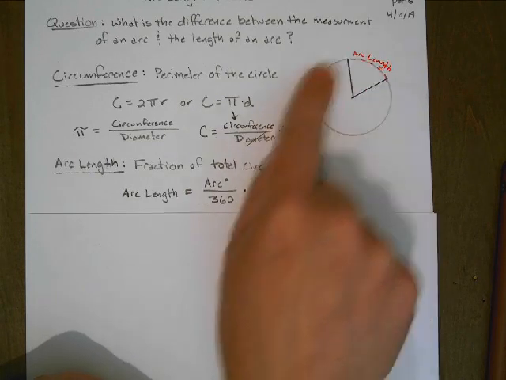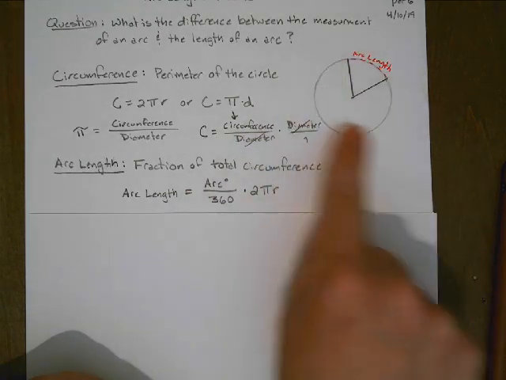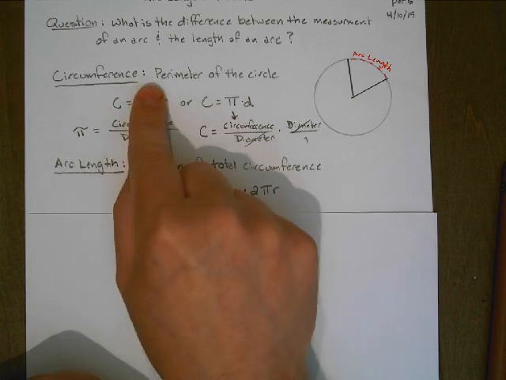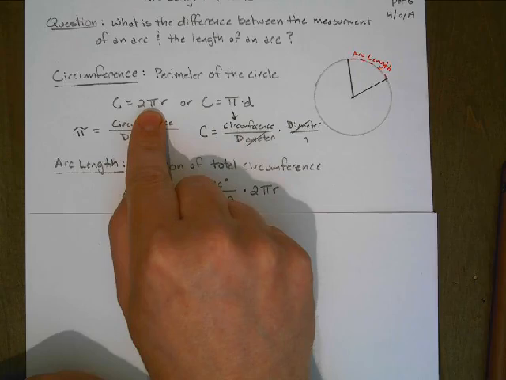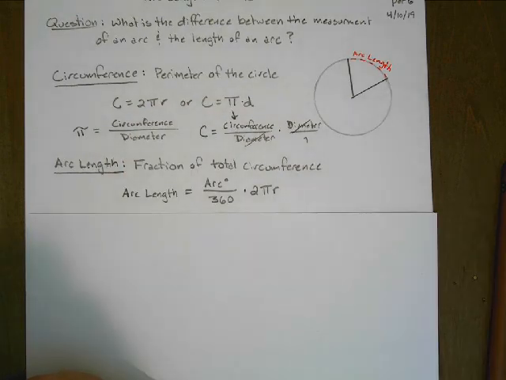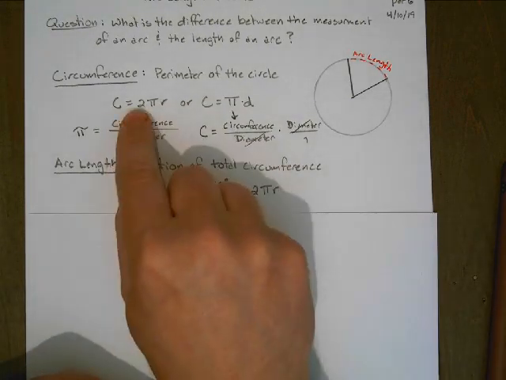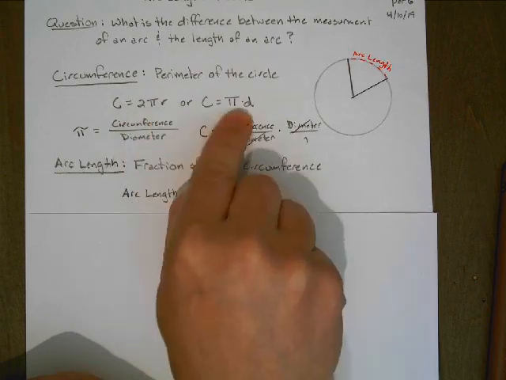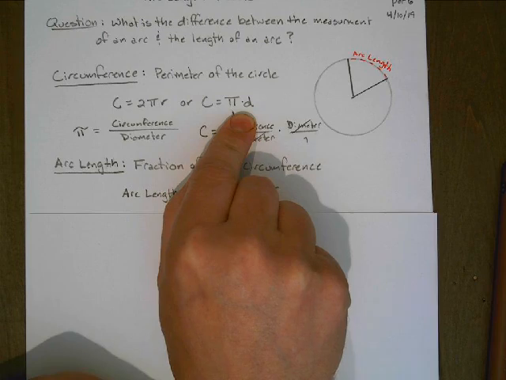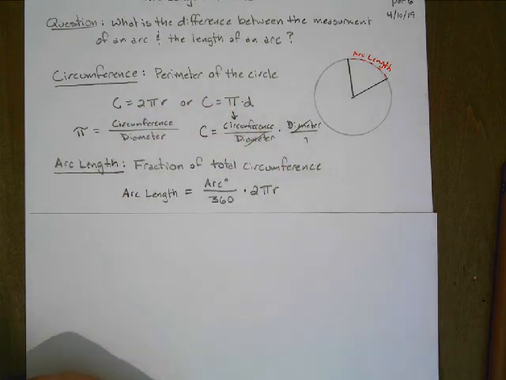Well, obviously it's a part of the outside of the circle. The outside of the circle, we call that the circumference. That's the perimeter of the circle. The formula for the circumference is 2 pi r. So 2 times pi times r. Since 2 radiuses is the diameter, we could also say circumference is equal to pi times d, because diameter is 2 radiuses.